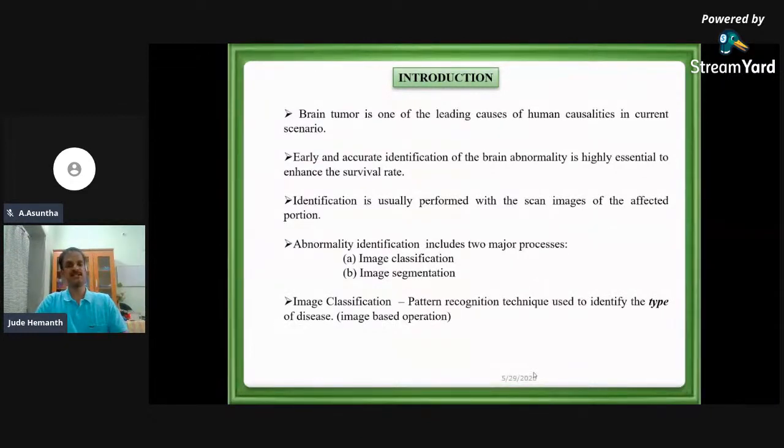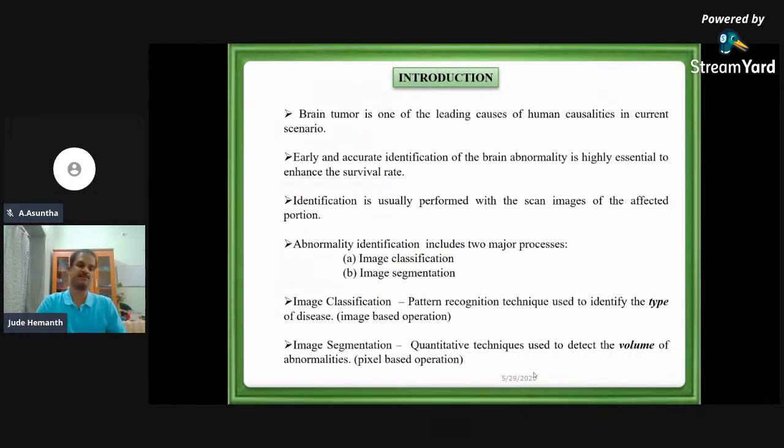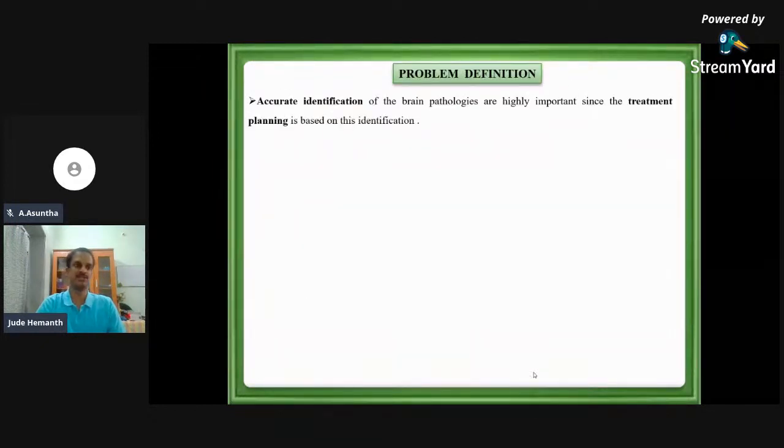Image classification is used to identify the type of the disease. It is completely an image-based operation. Image segmentation corresponds to detecting the volume of abnormalities: how many tumor pixels are available. Pixel stands for picture element. If you zoom into an image on a computer, you will see small boxes. Each box corresponds to a pixel, which has a numerical value within it. Based on that, if you go for processing, then we call it segmentation.